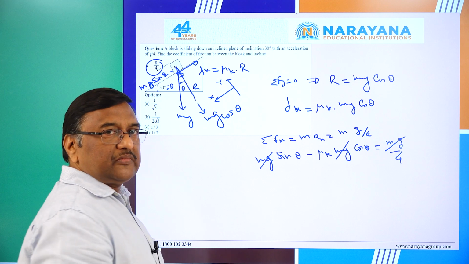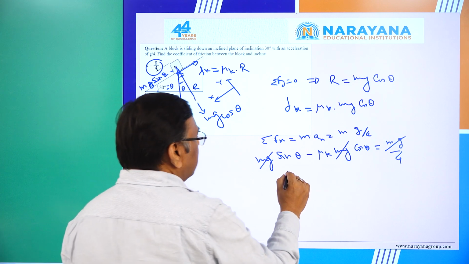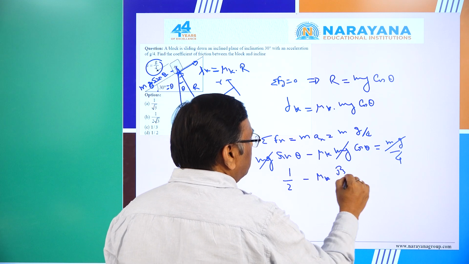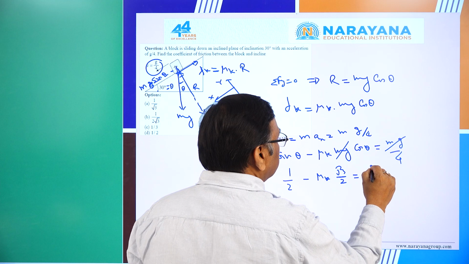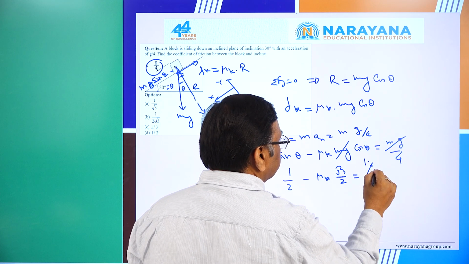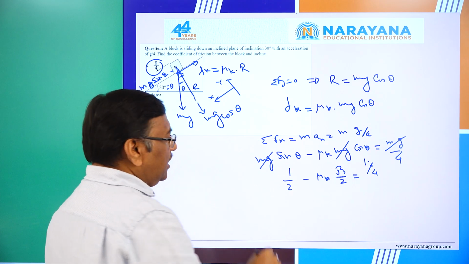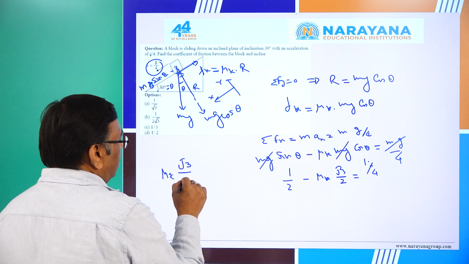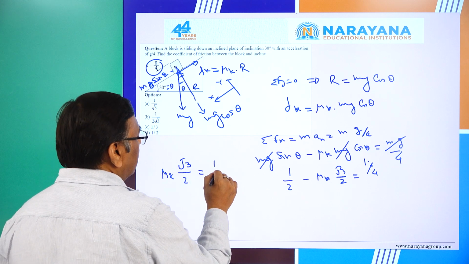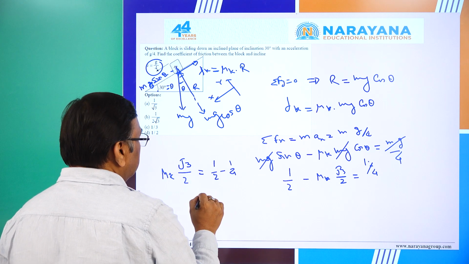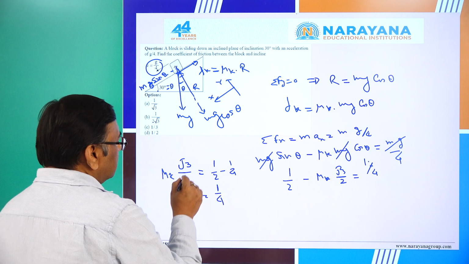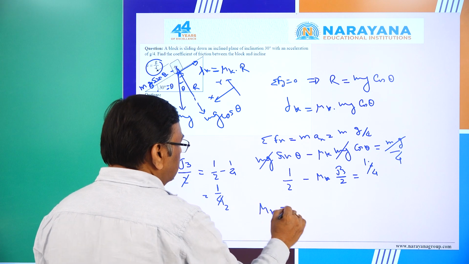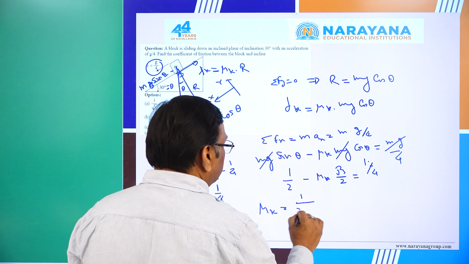mg throughout cancels out. Theta being 30 degrees, we can substitute the values now. 1 upon 2 minus mu k into root 3 upon 2 is equal to 1 upon 4. So mu k root 3 upon 2 is equal to 1 by 2 minus 1 by 4, which is 1 by 4. This 2 cancels with this here. So what is the value of mu k? Mu k in this case is going to be 1 upon 2 root 3.